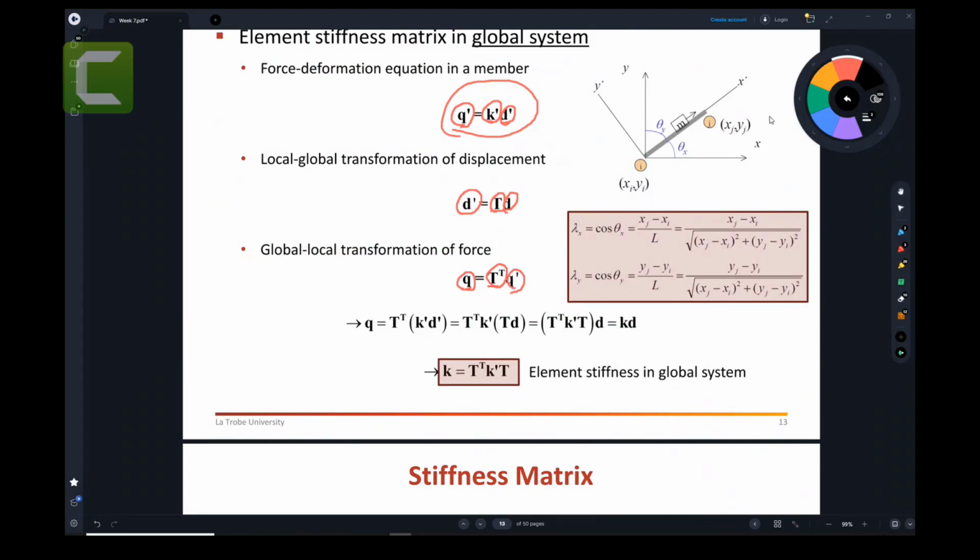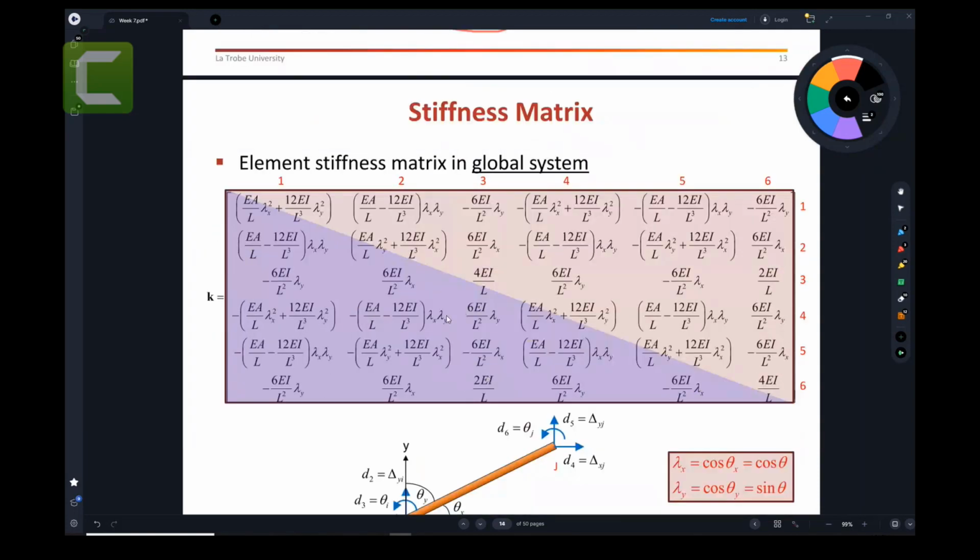Now, if you take this relationship here, if you take this relationship Q equals T transpose Q dash, you're going to get K dash D dash. So T transpose Q dash. If you have D dash, you can put T D. And you do this, you can get K D. So you have all these big element stiffness for the global matrix that is here. If you put all these ones, you will get this big chunk of equations here. You can see that very huge big equations.